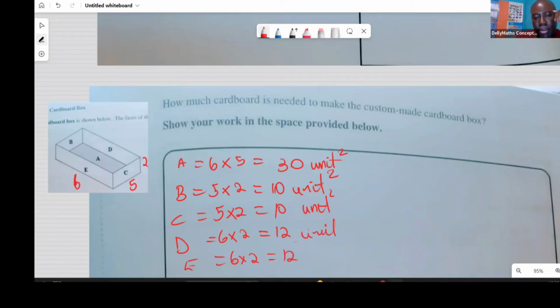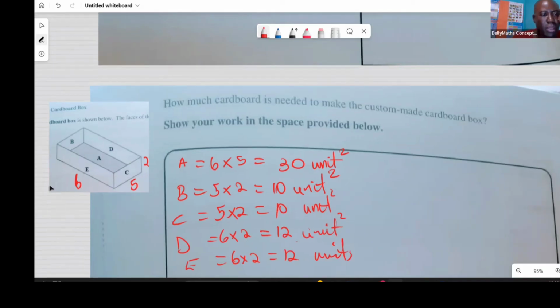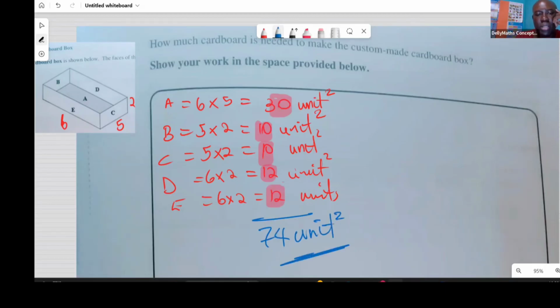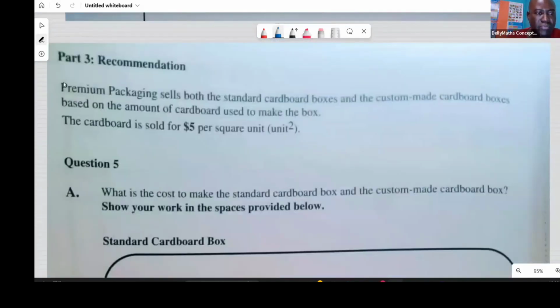So there we have the cardboard. Let's check this up. We're talking about 30 plus 30 plus 10, 40, 50. And 50 and 12, 62, 74. So I'm getting 74 for this one, a total of 74 square units. Let's double check: 30 and 10, that's 40, 50, 62, 74. So that's 74 square units. So that's the custom made.